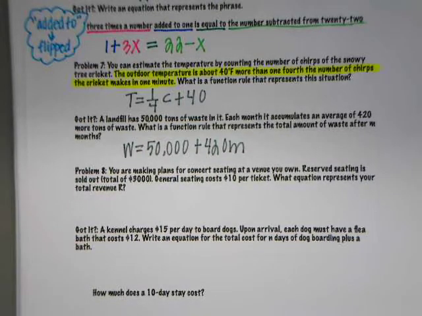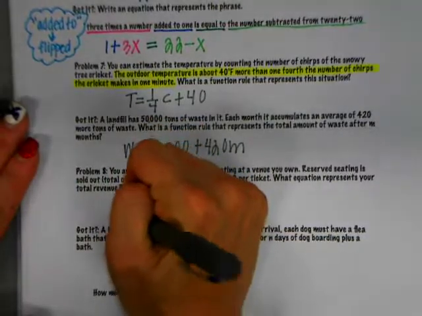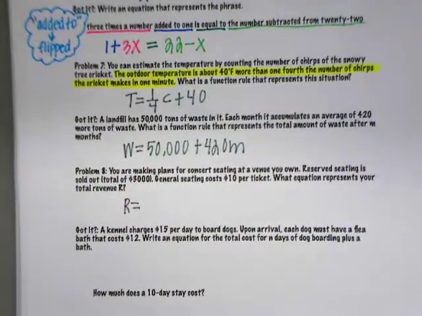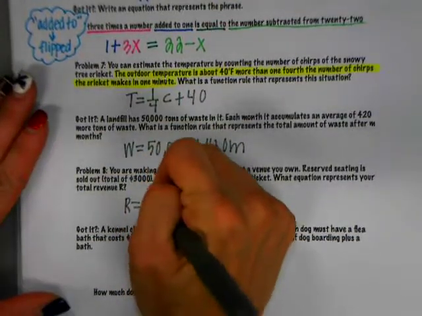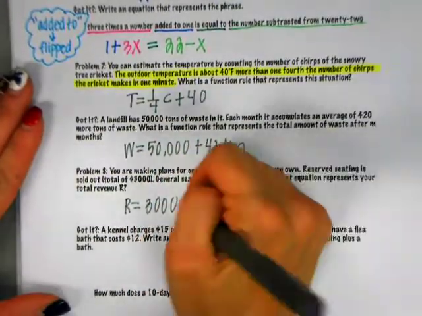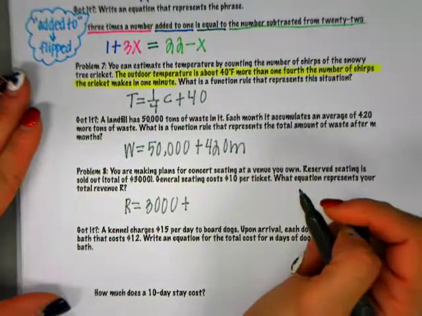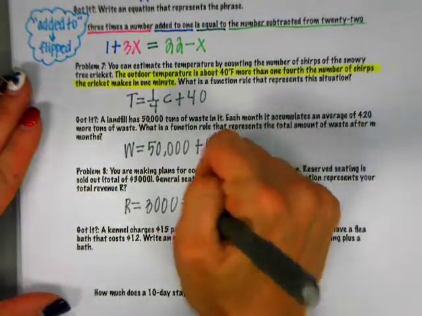All right, you are making plans for concert seating at a venue you own. Reserved seating is sold out, and that's a total of $3,000. General seating costs $10 per ticket. What equation represents your total revenue R? So our revenue R equals, so what do we already have? Yep, 3,000. And we're adding to it, right? And it's $10 per ticket. So I'm just going to do 10 T.